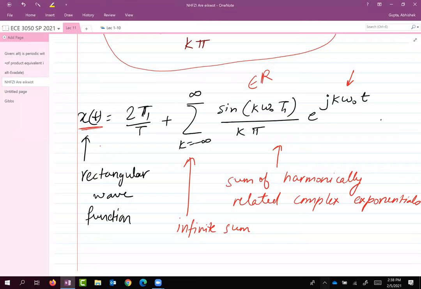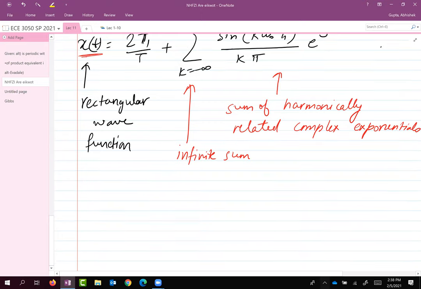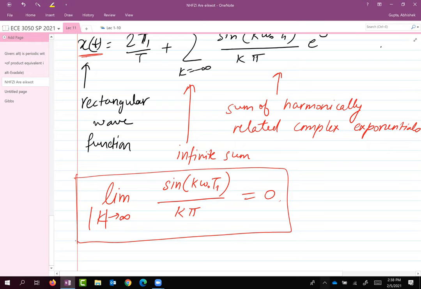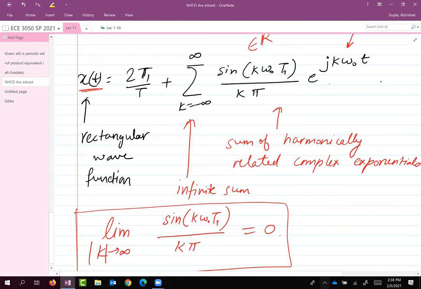Any questions so far? Okay. All right. Another thing that you would notice is as you let k go to plus infinity or minus infinity, these coefficients, sine of k omega naught t1 over k pi, actually go to zero. So the limit as the absolute value of k goes to infinity of sine of k omega naught t1 over k pi is equal to zero. Okay, so the magnitude of the harmonically related complex exponential function is going to zero as k goes to plus infinity or minus infinity. That's another thing we notice here.